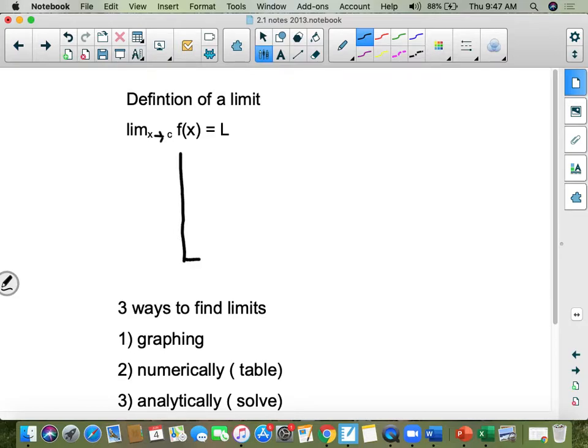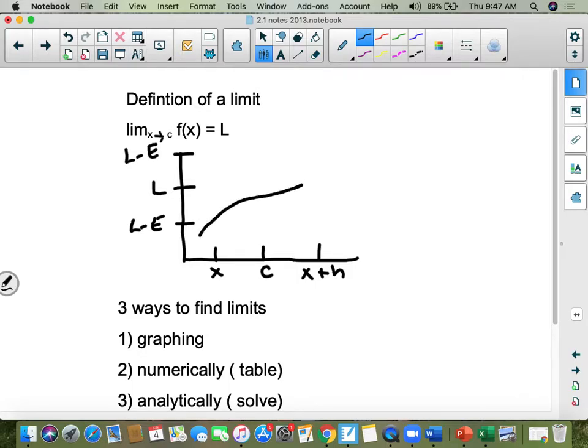So here's a picture of it. As x is approaching some c, so we have some x value here, and we have another x plus h value down here. As x is approaching c, you are going to find some L value, which is really the y-axis, and some L plus the epsilon and some L minus the epsilon. So you have a curve that looks something like this. As you are approaching this spot from the right and from the left, some c value, there is going to be some y value. And that is what a limit is.